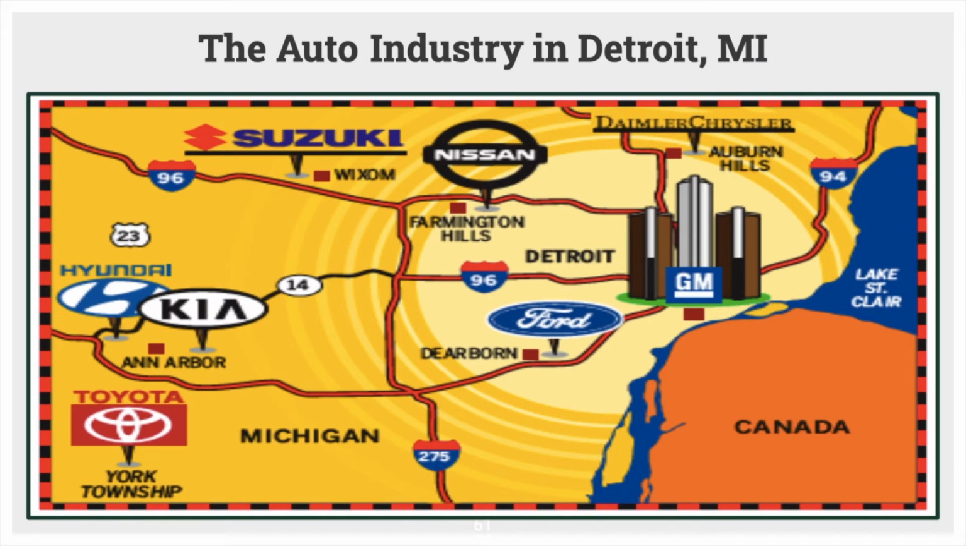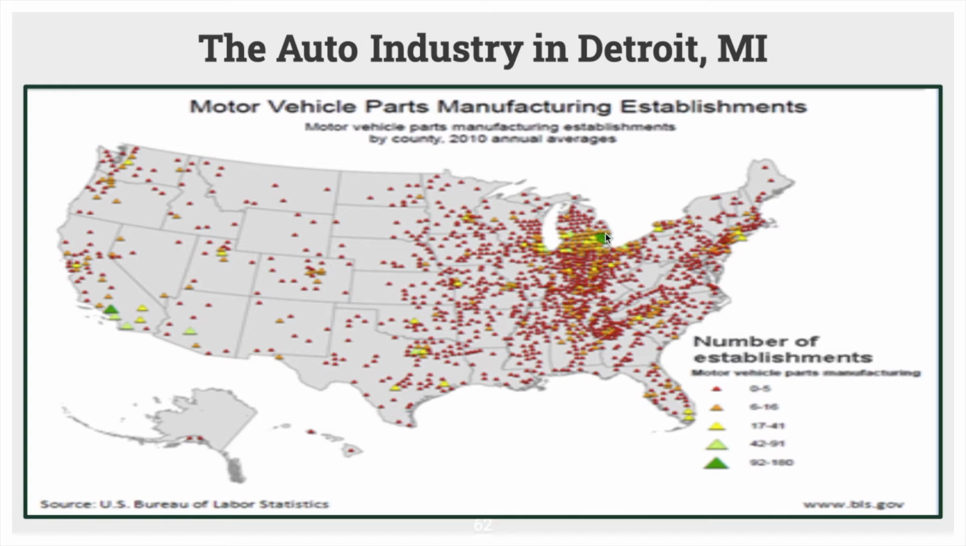As far as agglomeration goes in the United States, the auto industry is a perfect example. We have a few different auto companies that you'll probably recognize, like General Motors, Ford, Nissan, Suzuki, Kia, Hyundai, Toyota, that all have operations in Detroit, Michigan. And throughout history, Detroit, Michigan has become a heavily agglomerated area because of the auto industry.